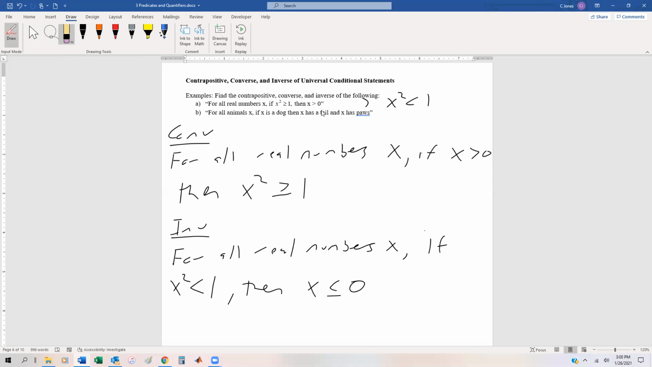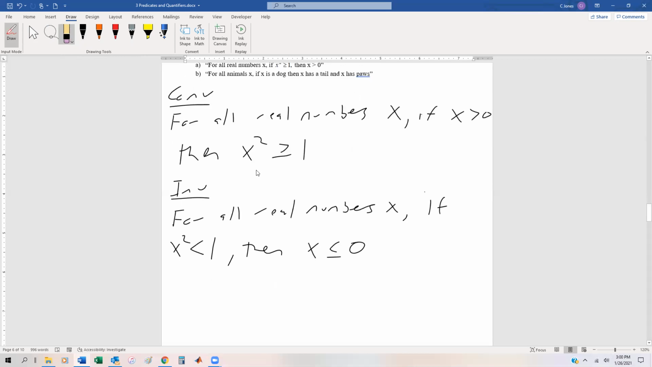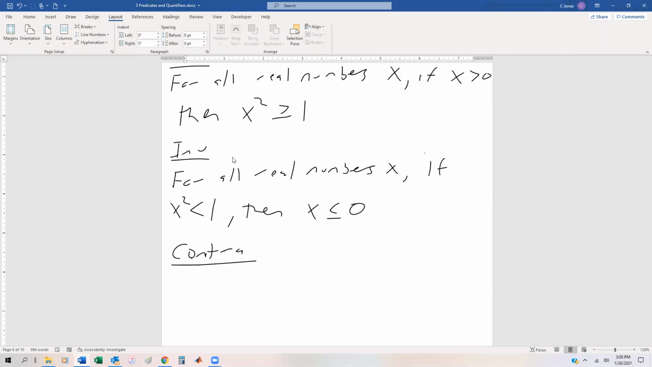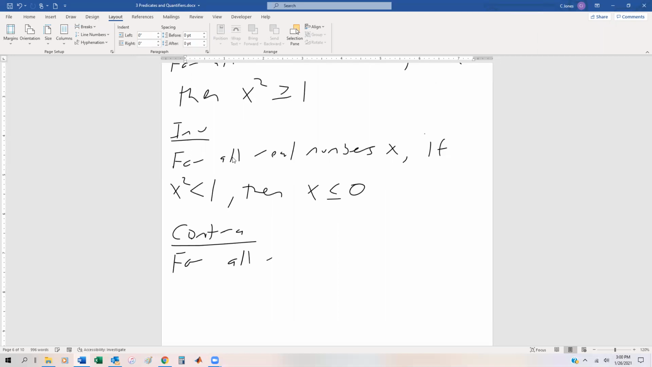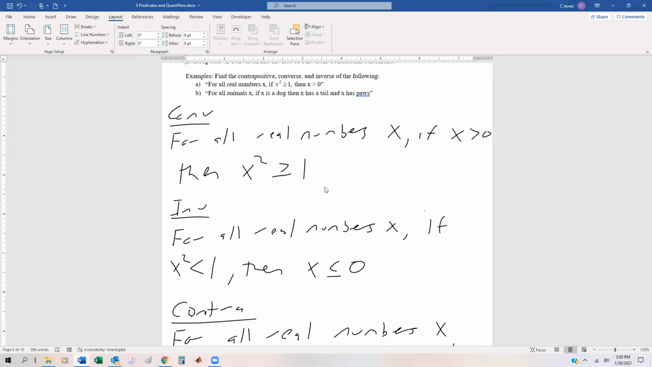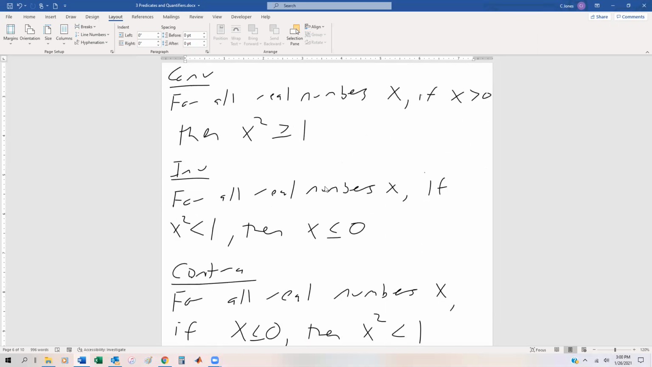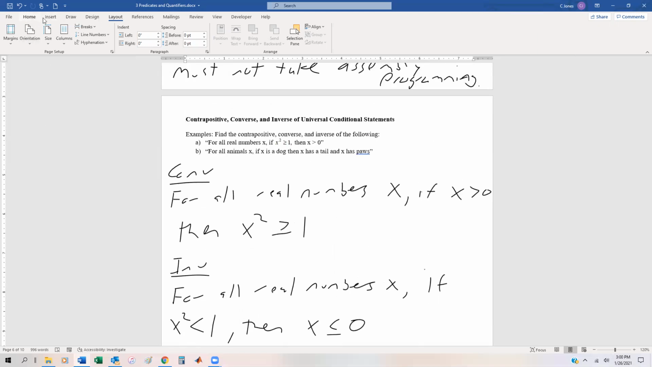Now, finally, for the contrapositive, we're basically going to flip the conclusion and the antecedent of the inverse. So for the contrapositive, for all real numbers x, if x is less than or equal to 0, then x squared is less than 1. And so that's our inverse, converse, and contrapositive for the first universal conditional statement.